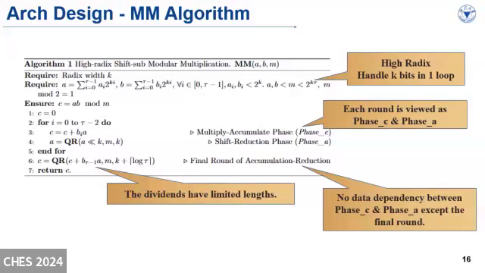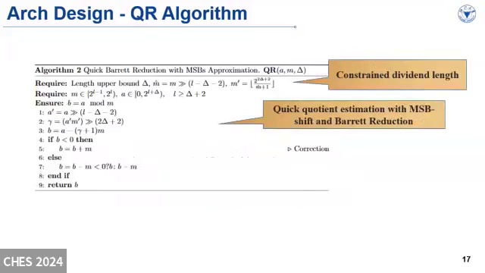We observe that the reductions in the algorithm have special constraints, since the dividends have limited lengths. Hence, we propose a quick reduction algorithm to deal with the special case of constrained dividend length. We assume that the length of the dividend is not more than delta bits longer than the divisor. The core idea is to estimate the quotient of the division without actually computing the big number reduction. Two strategies are used for the estimation, including the MSB shift and Barrett reduction.